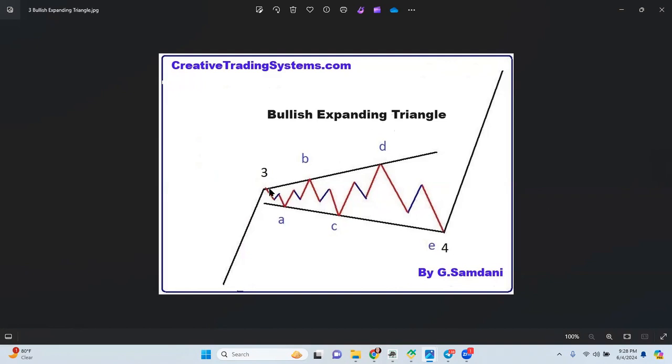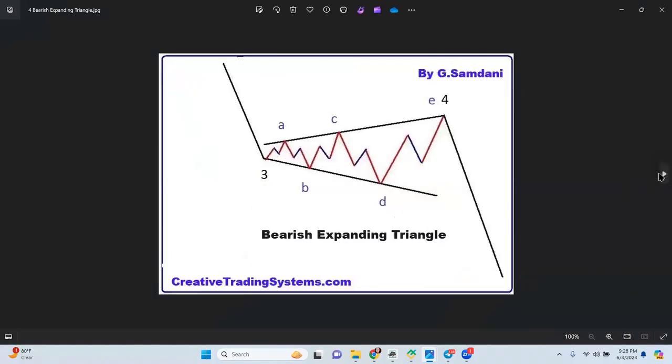That's expanding. Now remember that the lower trendline is slanting and the upper trendline is rising. That's just the opposite of the contracting triangle. This is a bullish expanding triangle, and the bearish one is this. Exactly: wave 3 ending here, small a, b, c, d, e, and after that it comes down. The beauty is that wave 4 finishes here, and wave 5 is a pretty big one, so you have an opportunity to go short here, short here, short here, all the way.